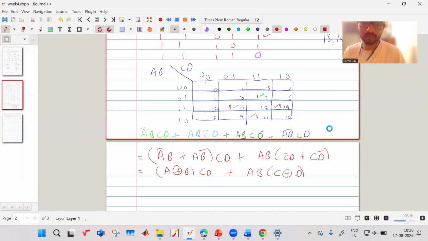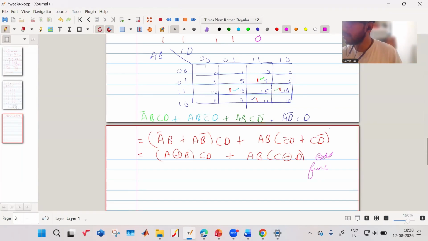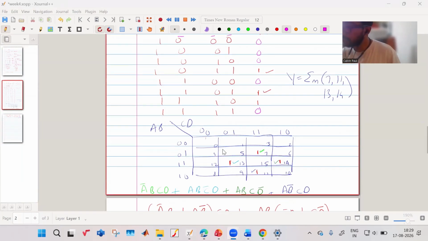Odd function. Okay. So this is an odd function. Why? Because when there are 3 ones, then the output is 1. Okay, gotcha. Okay, let me explain it again.